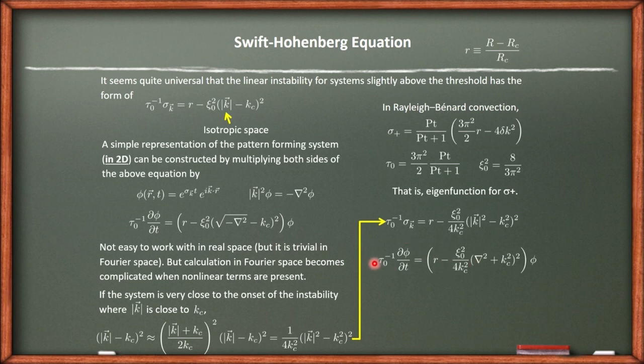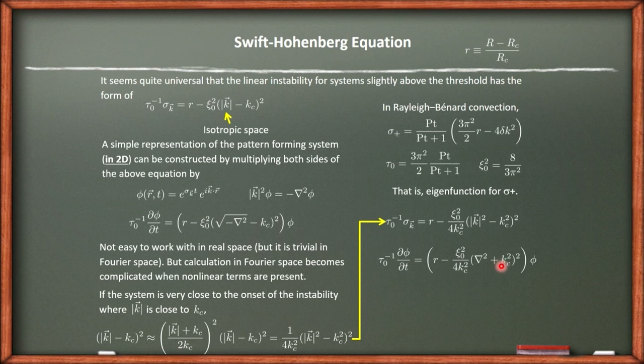So now you have this field, partial phi, partial t, but this is exactly what we have seen before for the phase field crystal. Similarly, not exactly, because here we are only retaining the linear term. We don't have the nonlinearity yet.